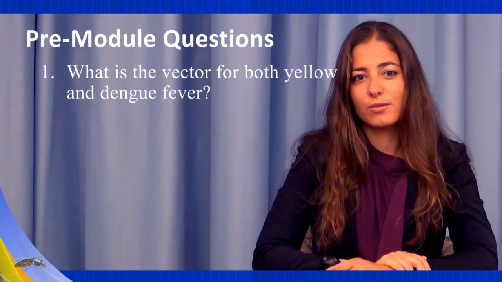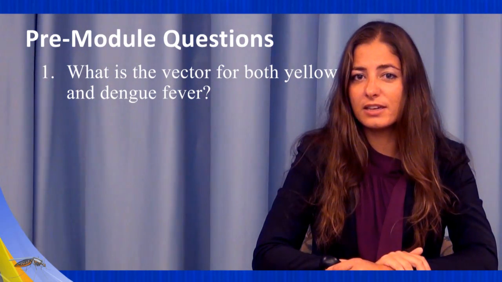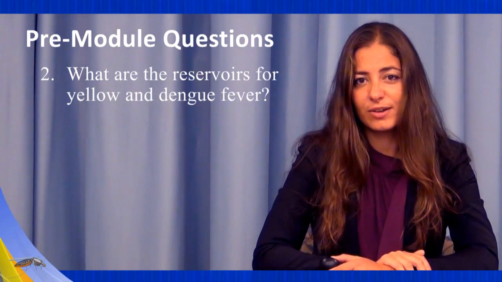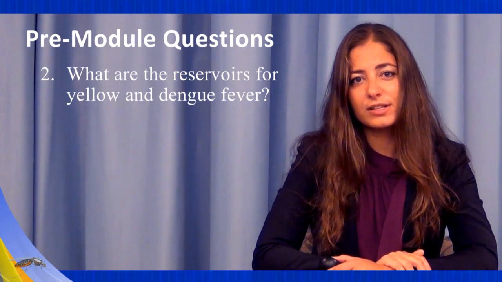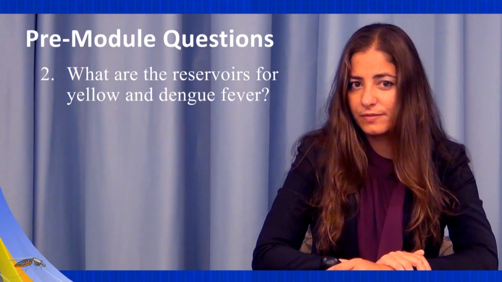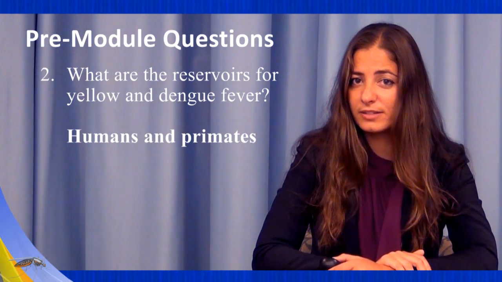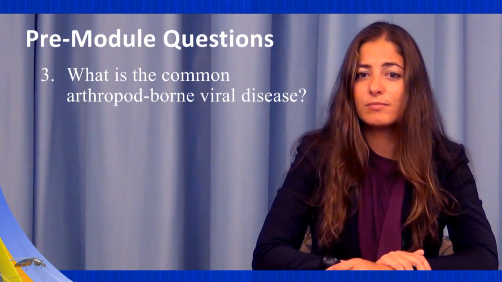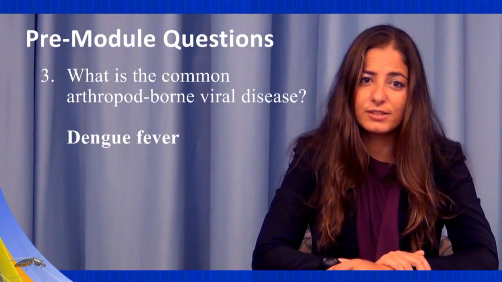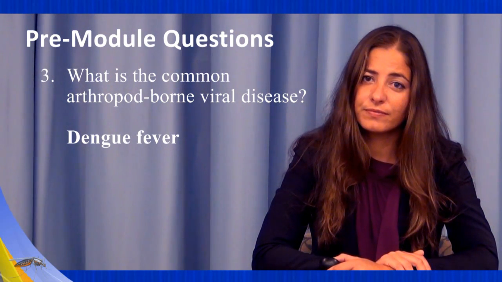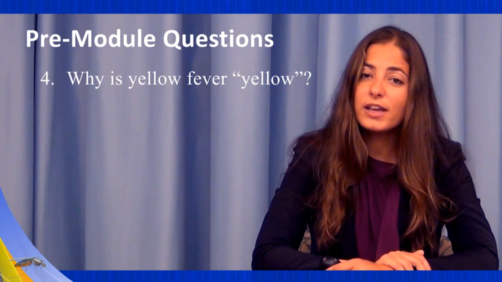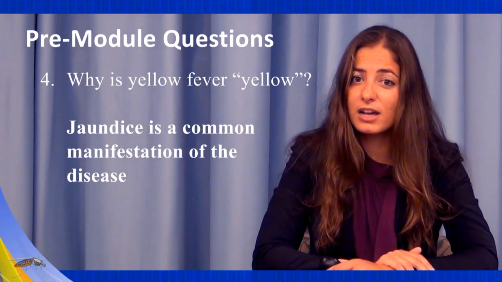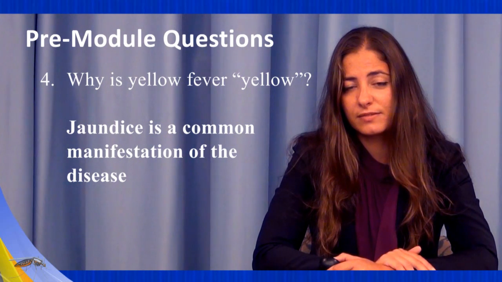Question 1. What is the vector for both yellow and dengue fever? The answer, mosquitoes. Question 2. What are the reservoirs for yellow and dengue fever? The answer is humans and primates. Question 3. What is the most common arthropod-borne viral disease? The answer is dengue fever. Question 4. Why is yellow fever "yellow"? The answer, jaundice is a common manifestation of the disease.